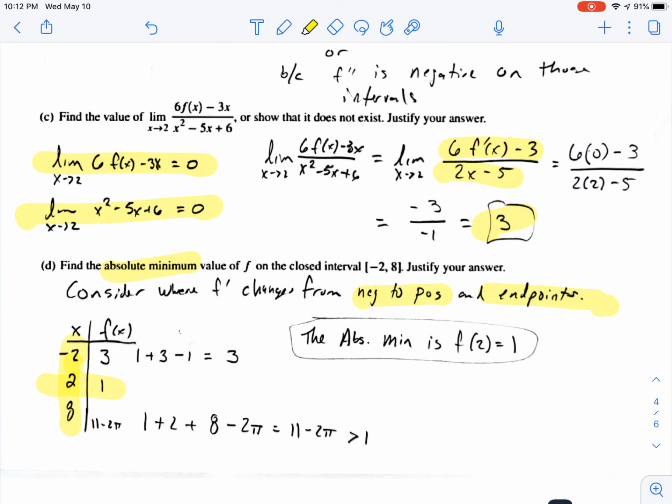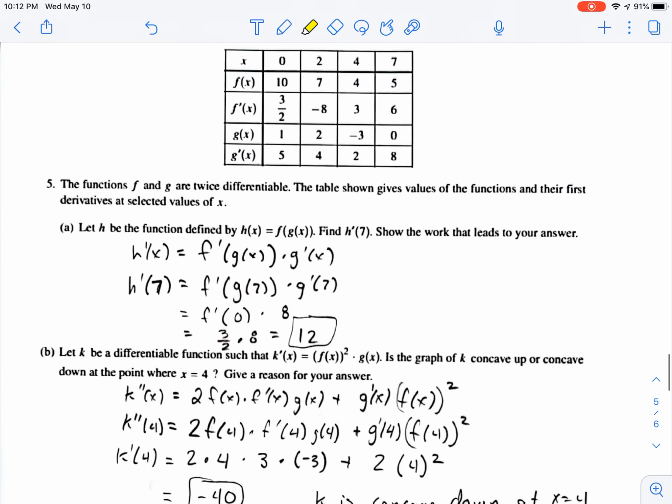f of 2. And then with a little bit of area addition, we can figure out the value at 8. And a little area subtraction, we can figure out the value at -2. And it turns out f of 2 equals -1 is your minimum. Hopefully you did not say the minimum was x equals 2, because that is not what the question's asking.